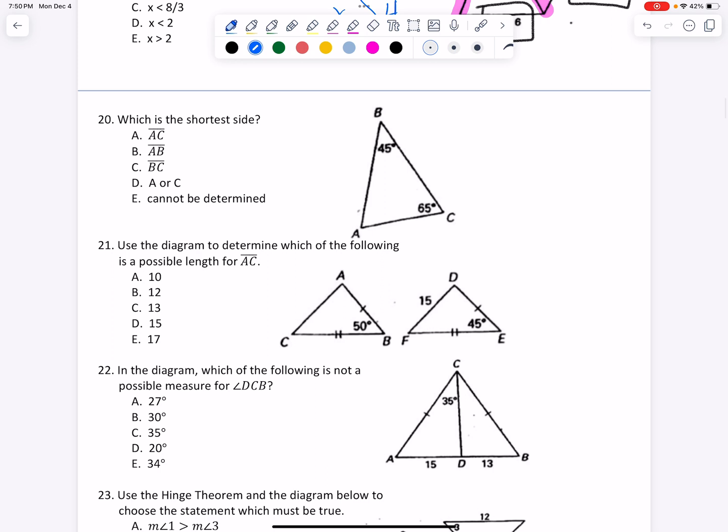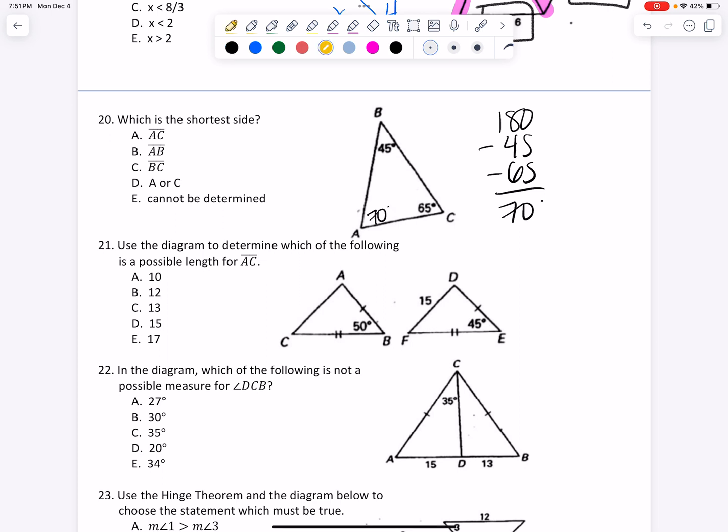All right, what is the shortest side in this picture? Well, the first thing we need to do if we have a triangle is make sure that we know all the missing pieces. Right now I only have 2 sides, or 2 angles of the triangle. So what I'm going to do is subtract the 45 and the 65 to see what my third angle is, and that is going to give me a 70-degree angle. Before I make comparisons between the 3, I need to have all 3.